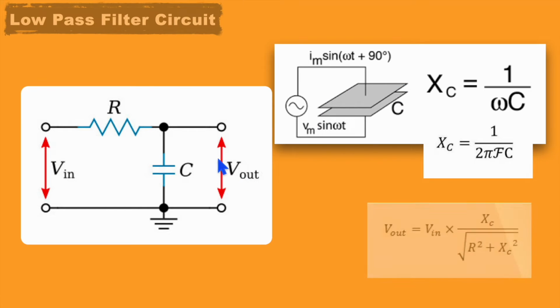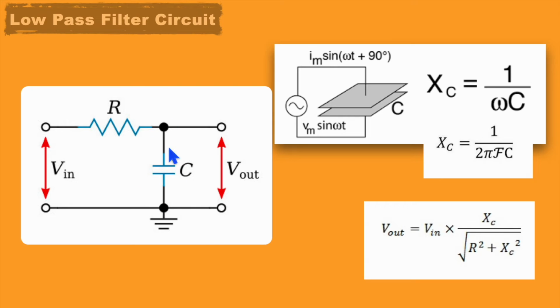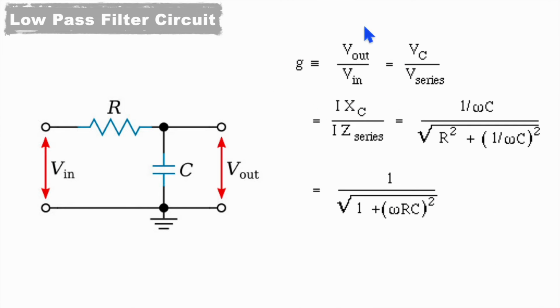So here Vout will be the voltage drop across this capacitor. So it is Vin multiplied by the reactance of the capacitor divided by the square root of R squared plus Xc squared. If we further derive it, here it is written in the form of gain. Gain equals Vout divided by Vin, and this Vin is nothing but the voltage across this resistor and capacitor, which is Z in series. And if we replace this reactance with 1 by omega C, it will come like this. If we further derive it, it will come 1 divided by root under 1 plus (omega RC) squared.